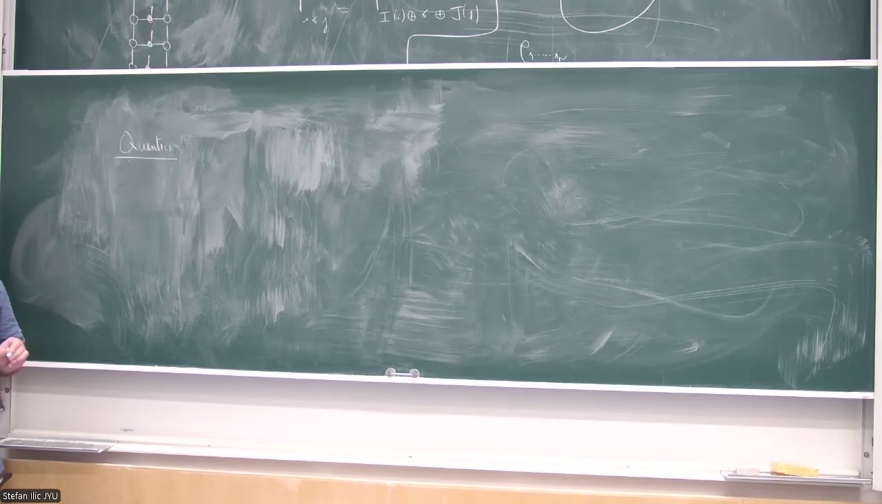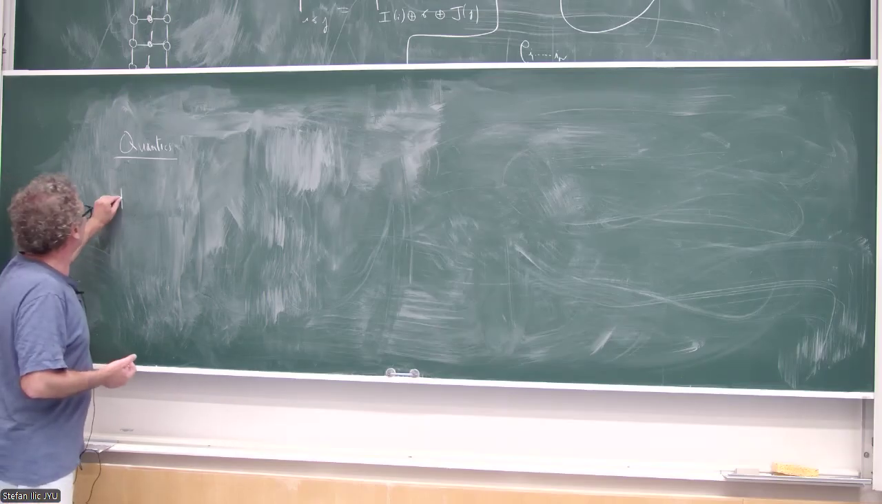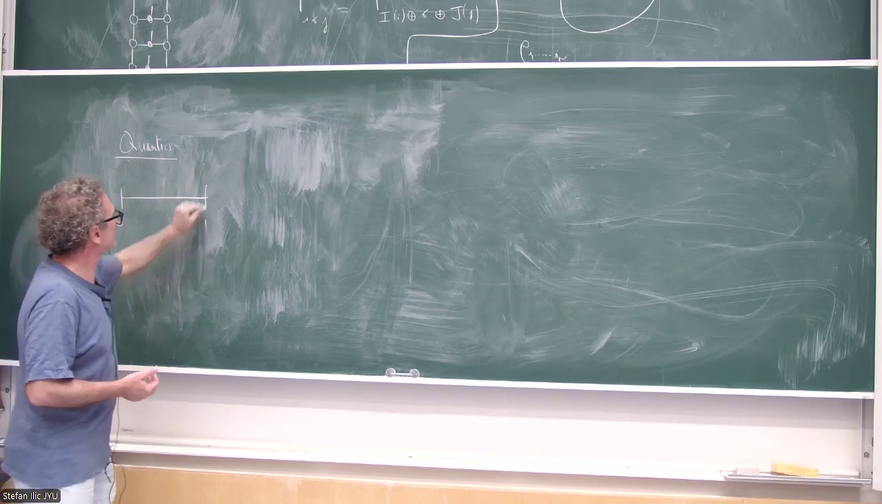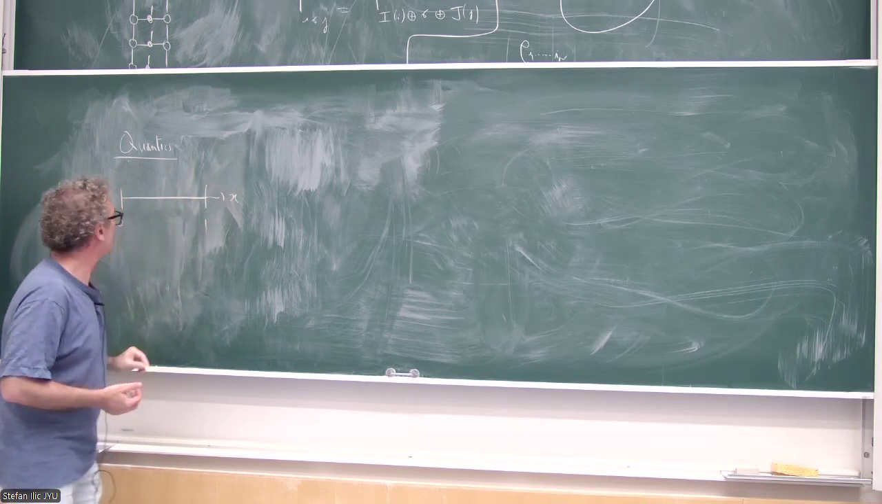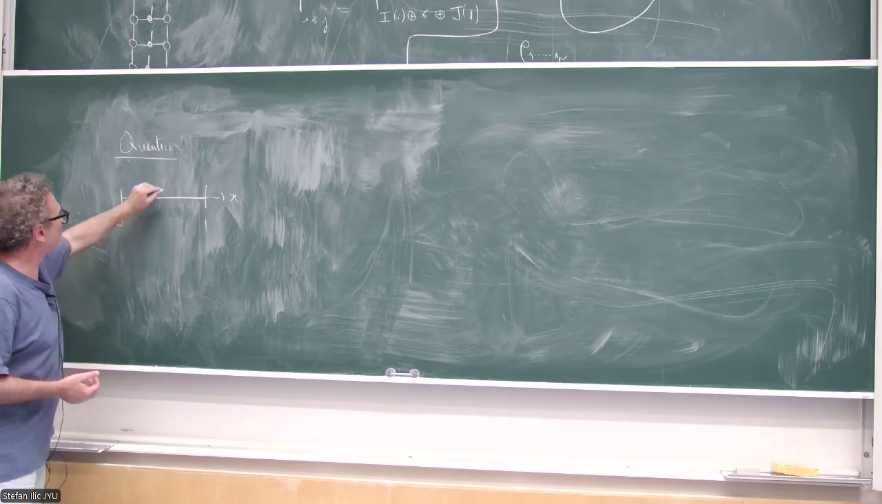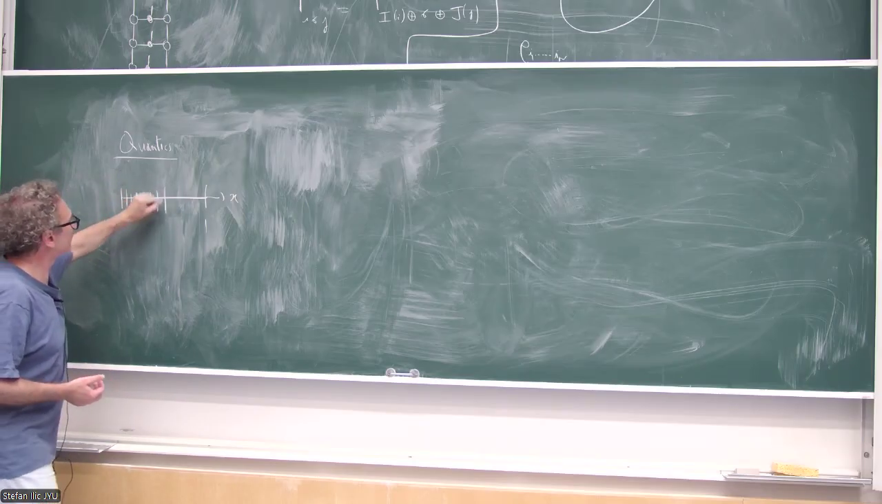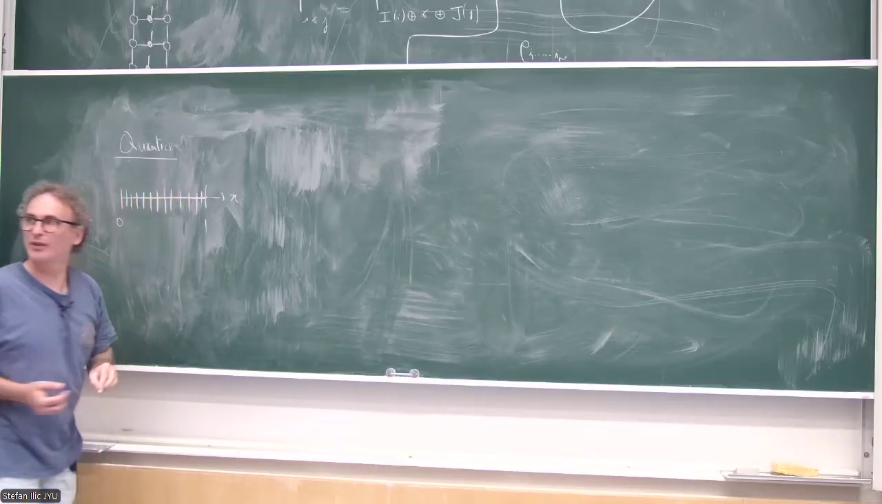So, very simple discretization. Let's say we have x between 0 and 1, and we are going to put 2 to the n equally spaced points inside that.